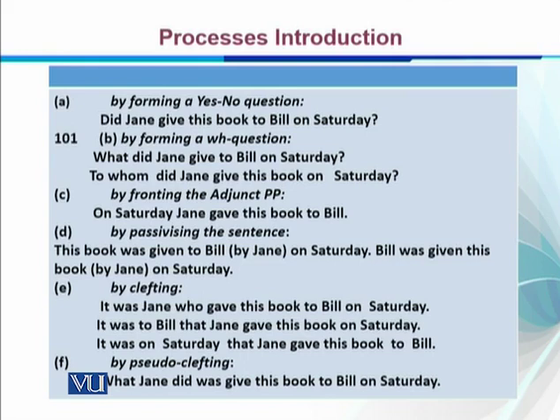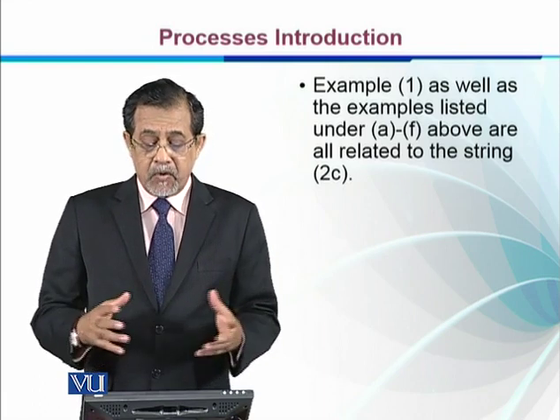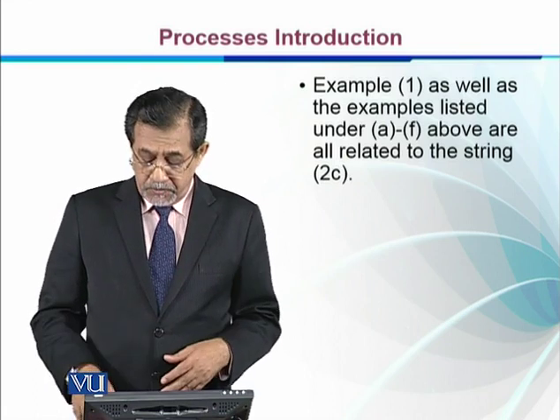Similarly, we can have another operation, fronting the adjunct PP: On Saturday, Jane gave this book to Bill. Similarly, we can have passivization: This book was given to Bill on Saturday, or Bill was given this book by Jane on Saturday. And similarly, we can have clefting: It was Jane who gave the book to Bill, or it was Bill that Jane gave this book to on Saturday. It was on Saturday that Jane gave this book to Bill. Again, we can have another operation, pseudo clefting: What Jane did was give this book to Bill on Saturday. So the example as well as the examples listed under A to F above are all related to the string that was shown in 2C.